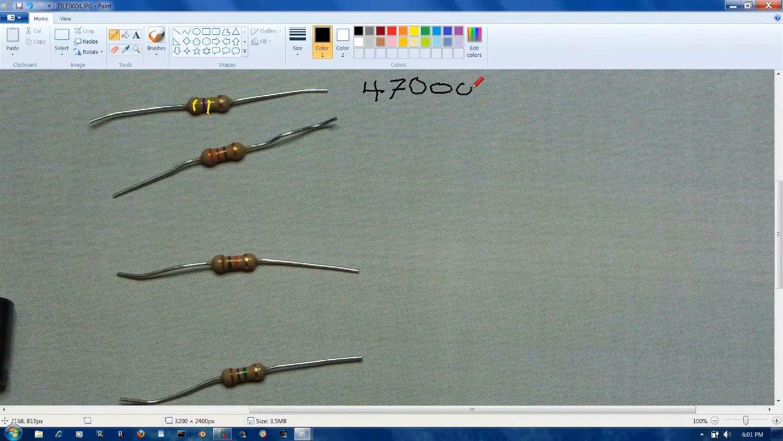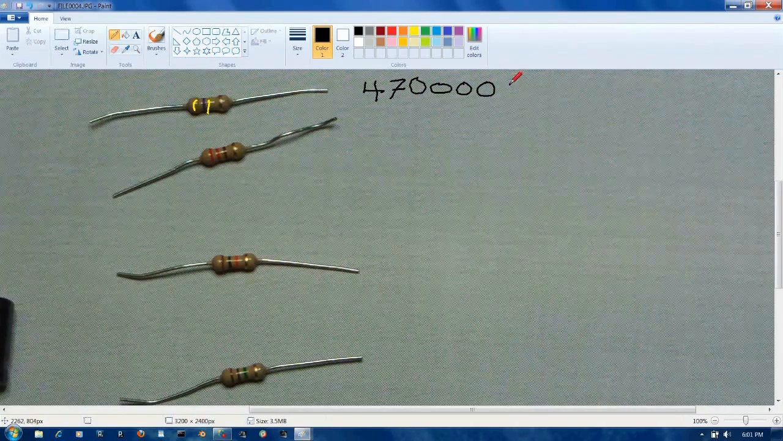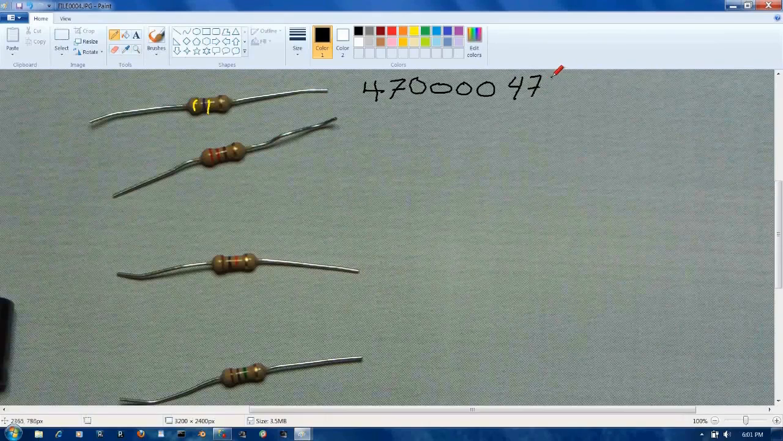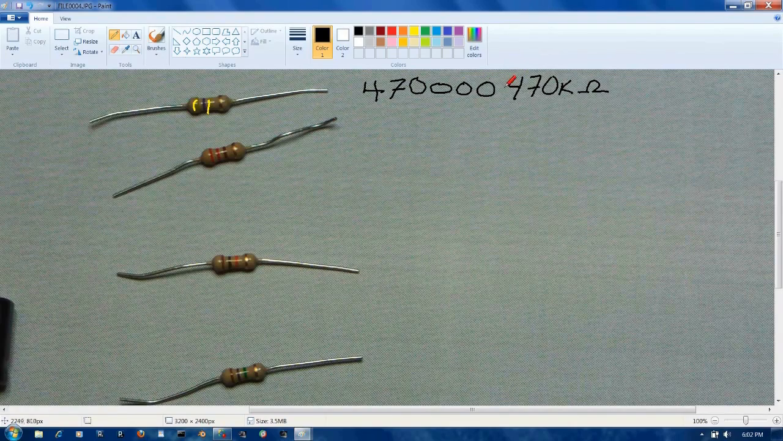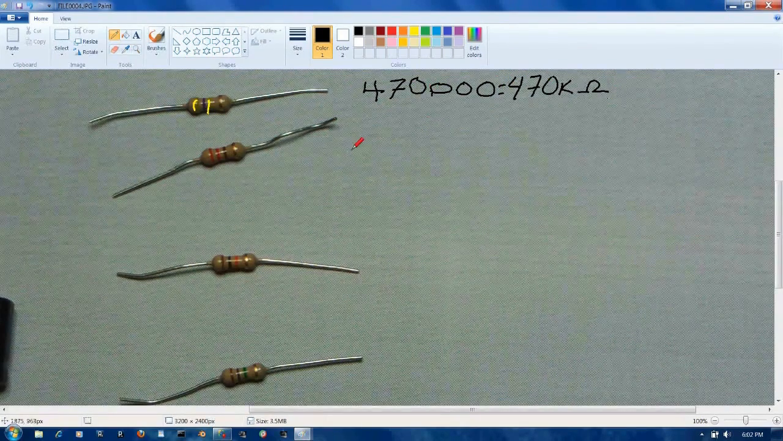And that gives us 470K ohms. Because you won't hear people refer to this as 470,000. You'll hear 470K ohms resistor.